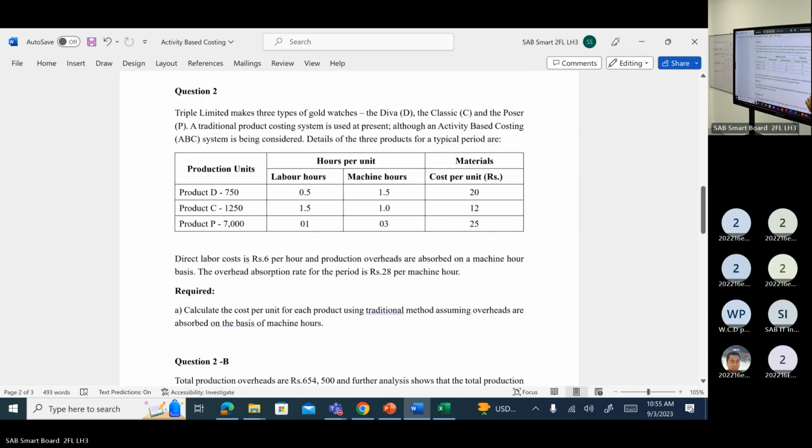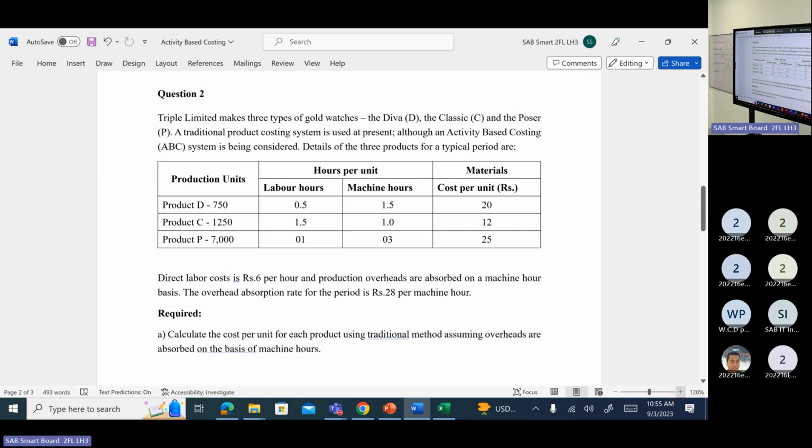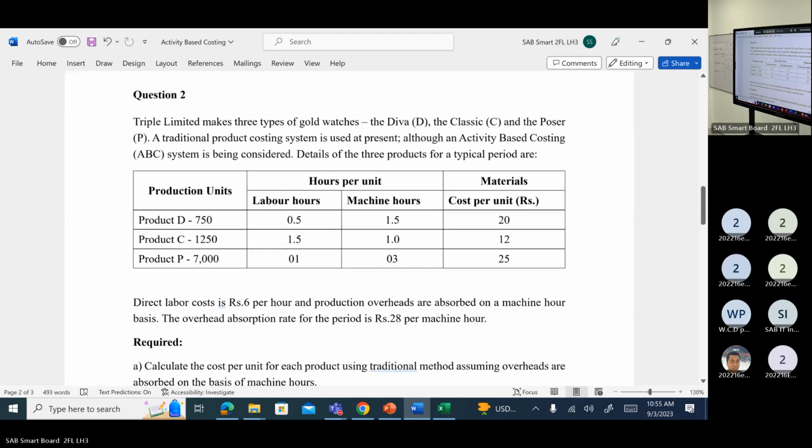Part A. You have to calculate the per unit cost of A, B, and C. Per unit material cost is given. Per unit labor hours are given, and the hourly rate is given. Machine hours are given, overhead absorbed 28 per machine hour.